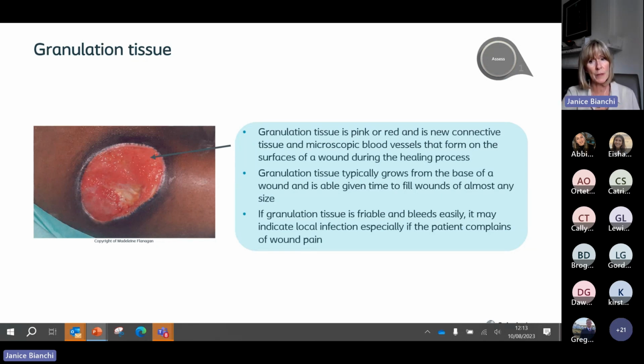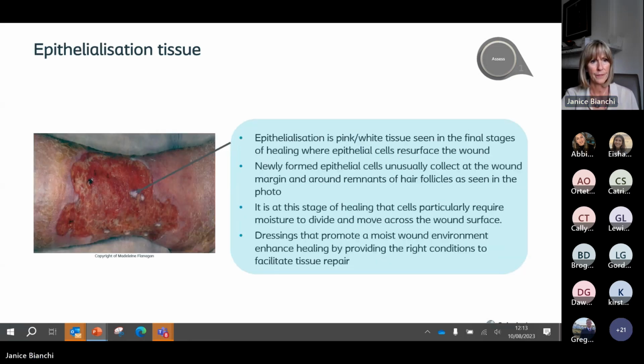Normally it grows from the wound base up, but if granulation tissue is friable and bleeds easily, it can be an indication that there's local infection, especially if the person's complaining of pain. So bleeding and pain, think, although this looks like nice granulation tissue, there could be infection there.